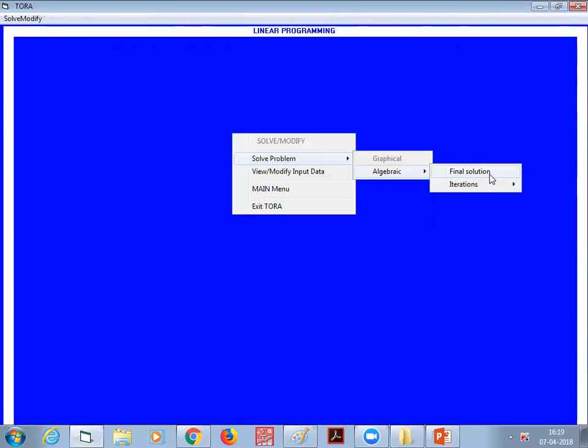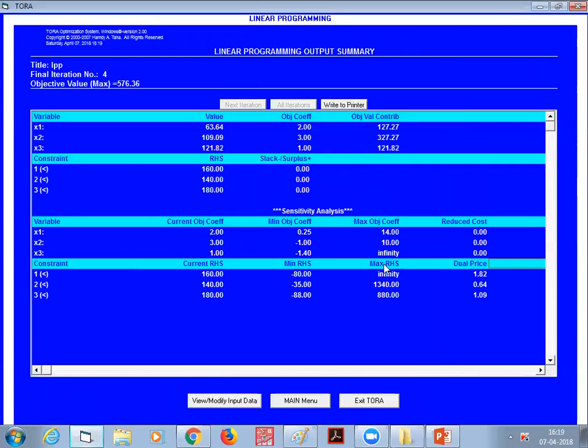No, we don't want iteration. We'll just take final solution. The final solution is, so x1 equals 63.64, x2 equals 109.09, x3 equals 121.84, and z equals 576.36. If we write this in decimals, we'll get the same thing.